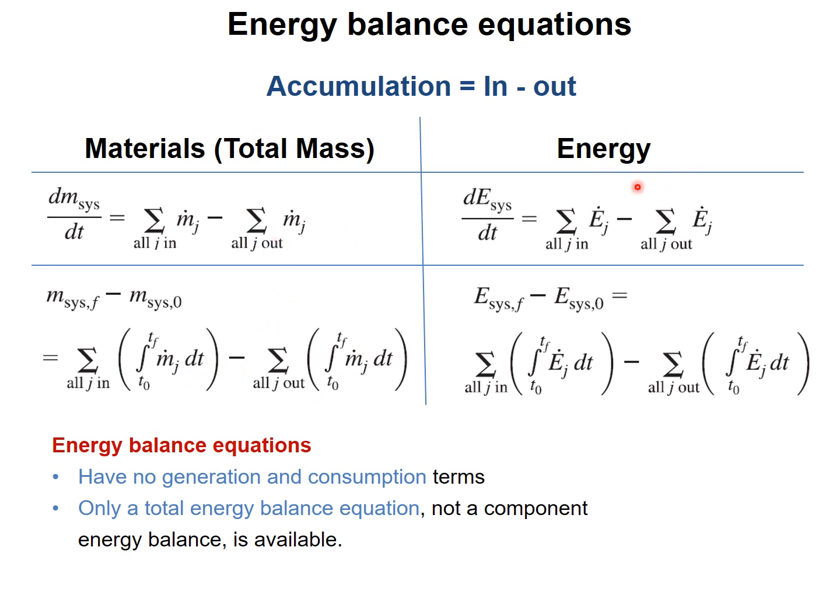Energy balance equation, exactly the same. The energy of the system, dE/dt, is equal to all input minus all output in terms of the energy flow rate. Its integrated version is actually the same as the total mass balance equations. Energy balance equations again have no generation and consumption terms, and only a total energy balance equation is available, not a component energy balance equation. Okay, so all we have is the total energy balance equation.